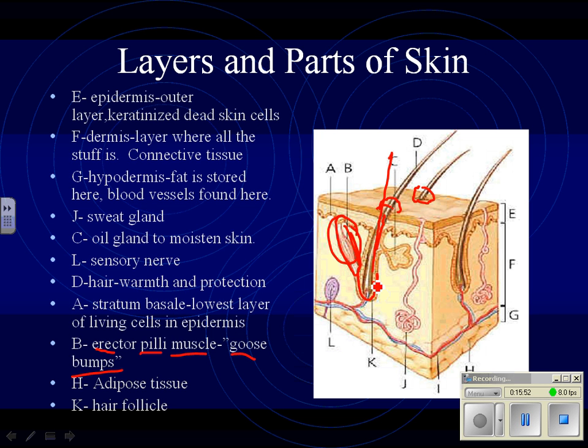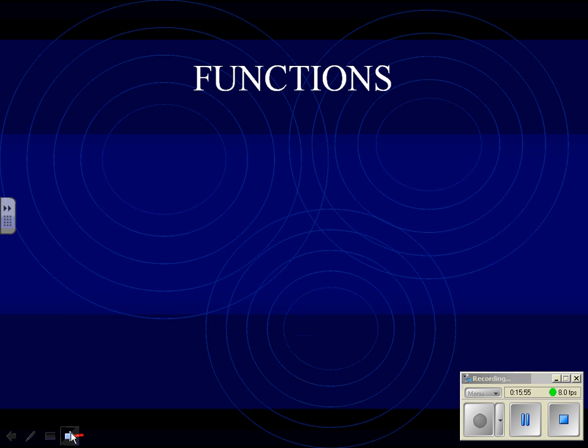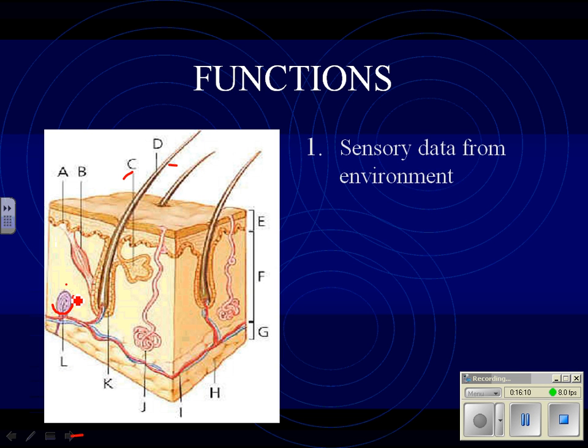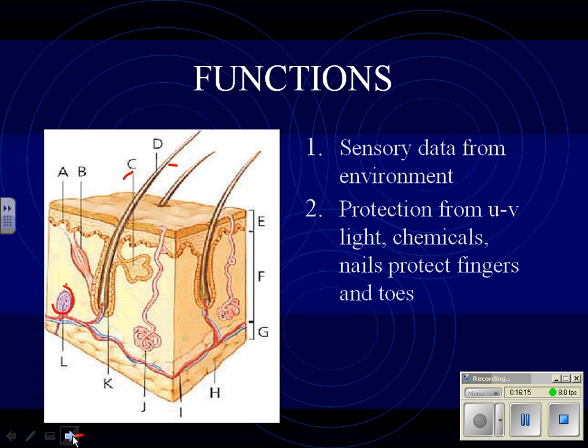I also wanted to talk about the next slide, and I apologize for the disjointedness of this video presentation. The functions of skin, there are basically two. One is to give you sensory data from your environment. We already talked about hair follicles. We talked about nerve endings. The second is protection from ultraviolet light, which we'll talk about, chemicals.